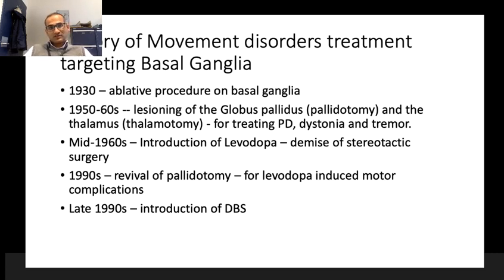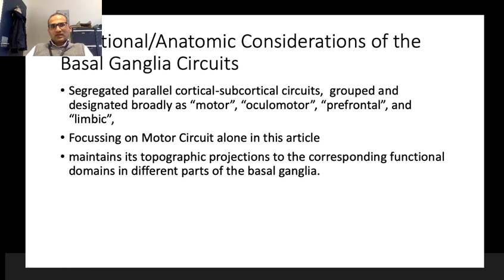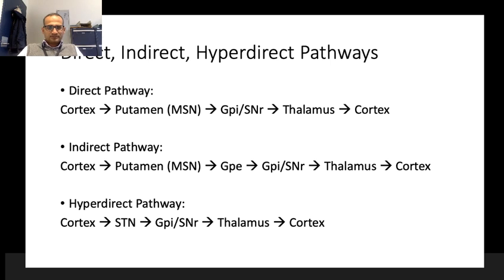The article starts with the history of the movement disorders and treatments targeting the basal ganglia, starting in the 1930s with ablative procedures, in the 1960s the introduction of levodopa, and in the 1990s the introduction of DBS. Then it talks about different circuits of the basal ganglia, which run parallel but separate, and do different kinds of movements and behaviors. They group these circuits into motor, oculomotor, prefrontal, and limbic. However, for the purpose of this article, they just focus on the motor circuit. Then they talk about the direct, indirect, and hyperdirect pathways.